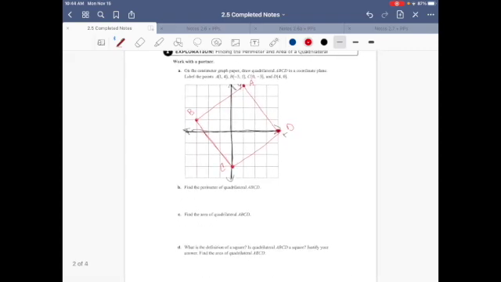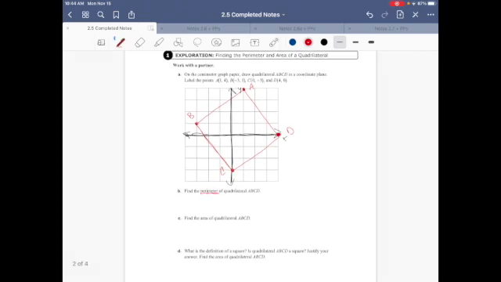So now it says to find the perimeter of this quadrilateral ABCD, but it's on a diagonal. We can't just count it. So if it's at a diagonal, we're going to have to use the distance formula. So we're still going to go, okay, the length of perimeter is going to be AD plus DC plus CB plus BA, right?